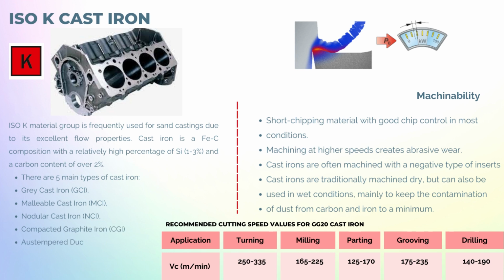Cast iron is machined without coolant. It is possible to carry out wet machining in order to prevent contamination. Chip morphology has a powder-like, short form or a continuous long morphology.